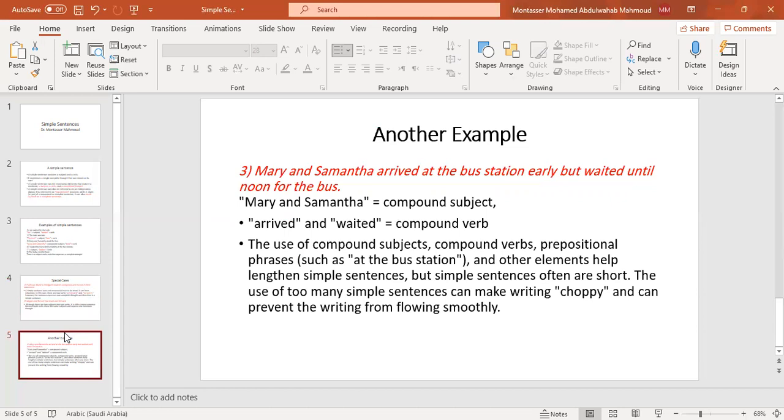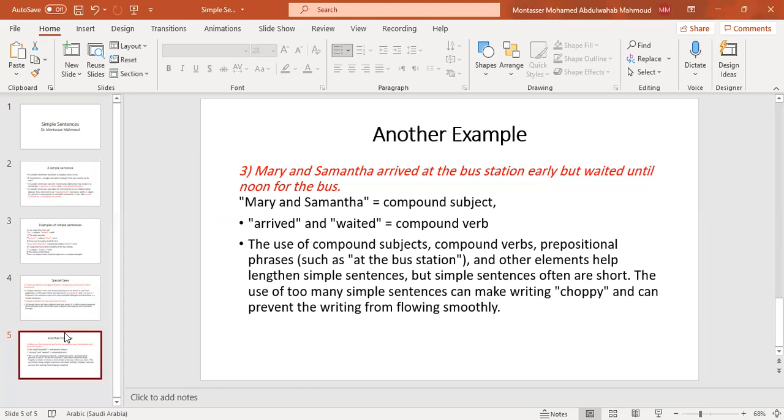But simple sentences, don't forget, often are short. The use of too many simple sentences can make your writing choppy and can prevent the writing from flowing smoothly.